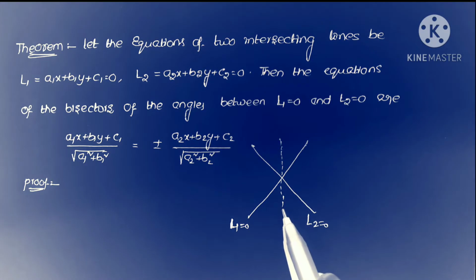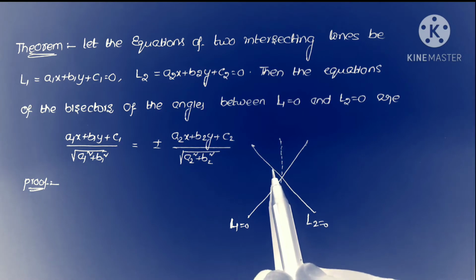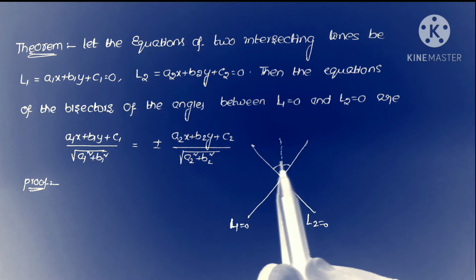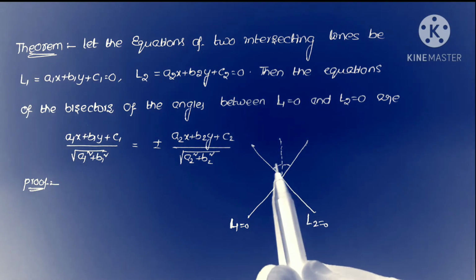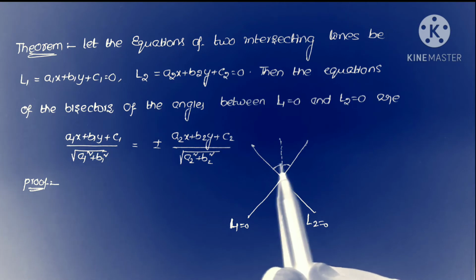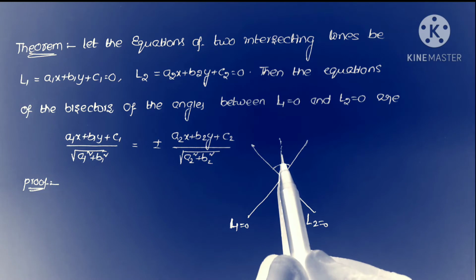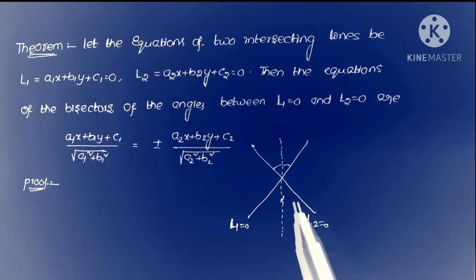So what is the meaning of the bisecting lines? Angular bisector means bisector of the angle, which means this bisects the angle between these two lines. Suppose the angle between these two lines is equal to 90 degrees. Then this line cuts the angle into two equal parts, 45 and 45. The angle between the line and this one is 45, and the angle between the line and this one is 45. That is the meaning of the angular bisector.